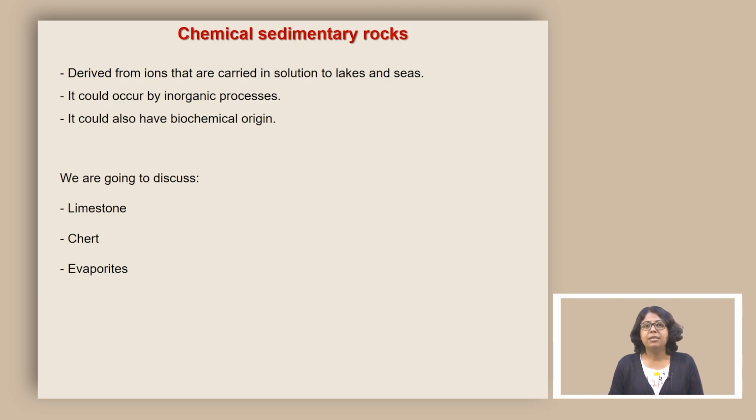So, it can be developed completely through inorganic processes, but as we will see, many of the chemical sedimentary rocks form because of significant involvement of life, and those are what's called the chemical sedimentary rocks of biochemical origin. Today we are going to primarily focus on three types of chemical sedimentary rock. The first one is limestone, the second one is chert, and the third one is evaporite.